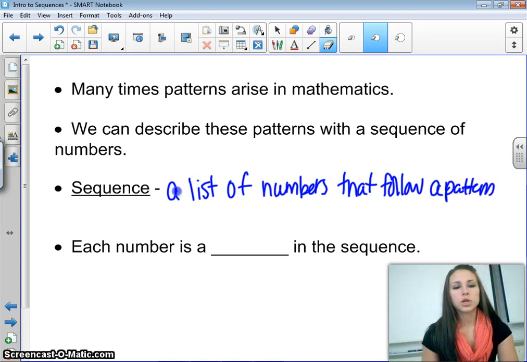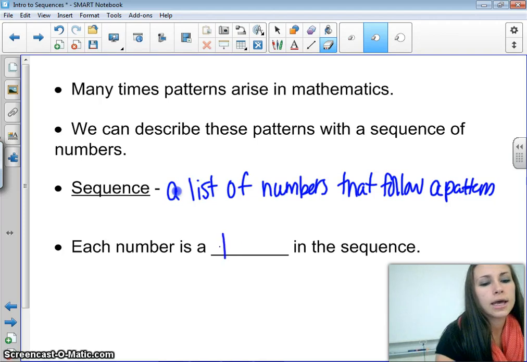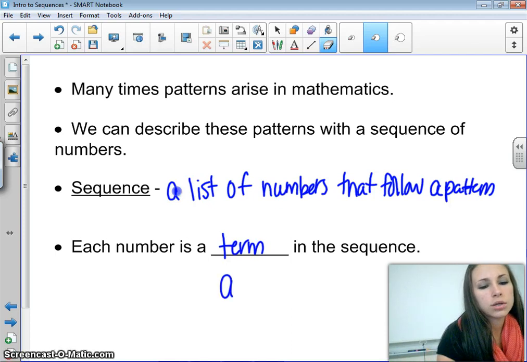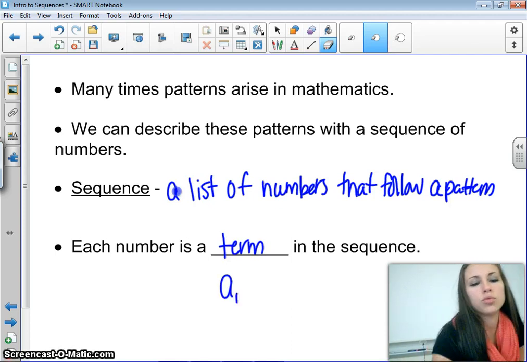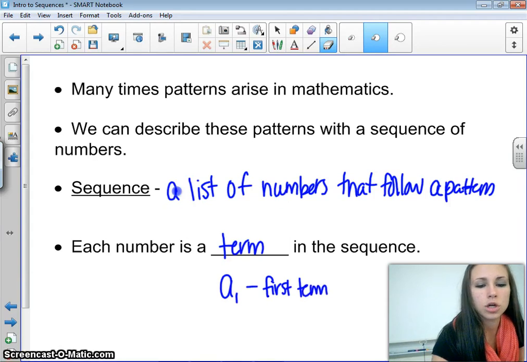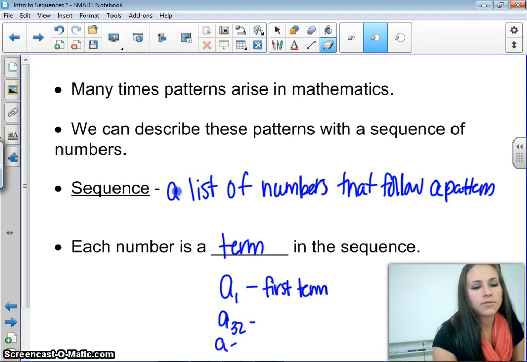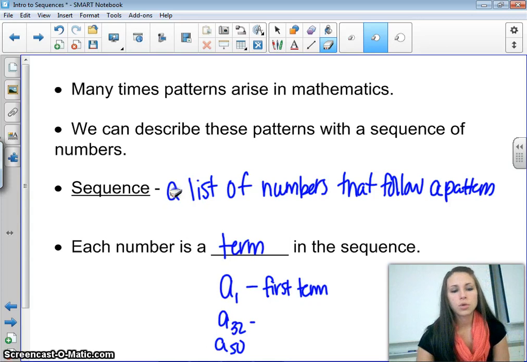Alright, so each number in a sequence is a term. Whenever we are representing these in this unit, we're going to use this notation, A1. A1 would represent the first term in a sequence. A32 would represent the 32nd term. A50 would represent the 50th term. So whatever this little subscript is, that's going to be whatever number the term is.